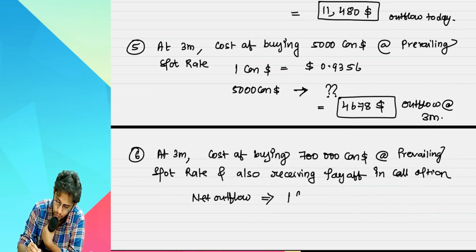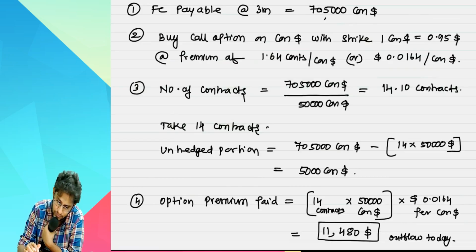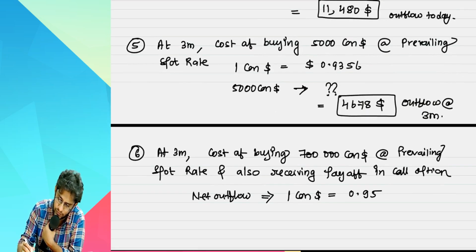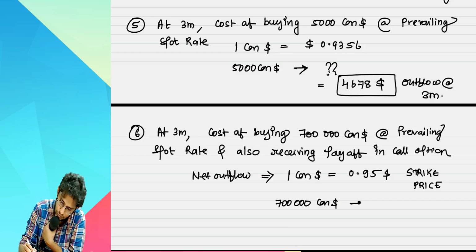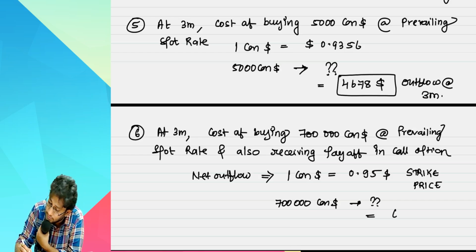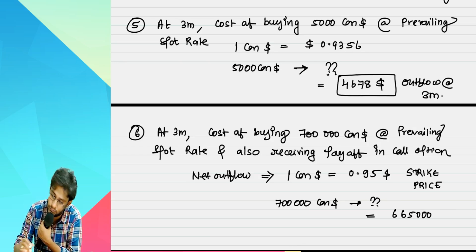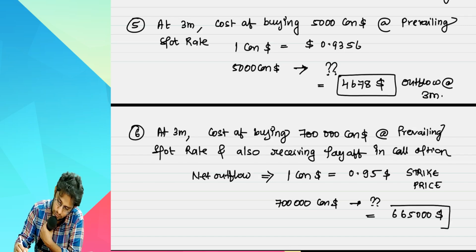Net outflow: 1 CAN dollar is equal to $0.95. What is this 0.95? This is your strike price. So 7 lakh CAN dollars. Is correct?